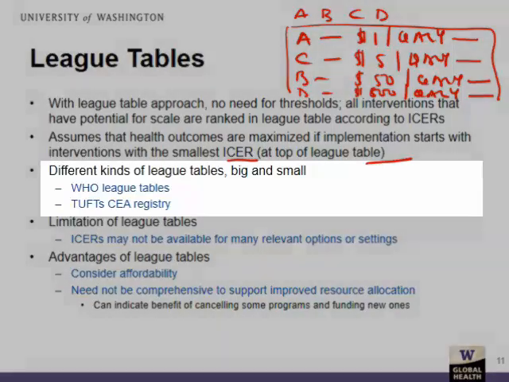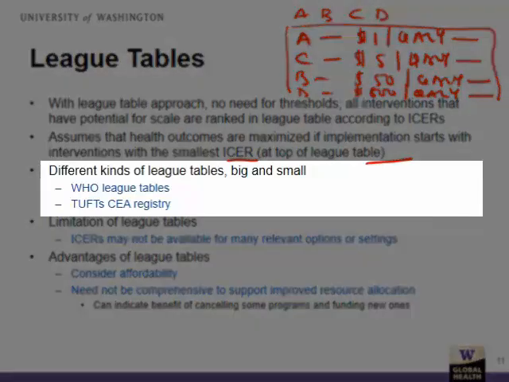Now, there are different kinds of league tables, and some are big and some are small. There's a huge one called the Tufts Registry, and you can look, if you Google Tufts, you'll see a bunch of studies with tons of ISAs. The WHO also has some league tables.